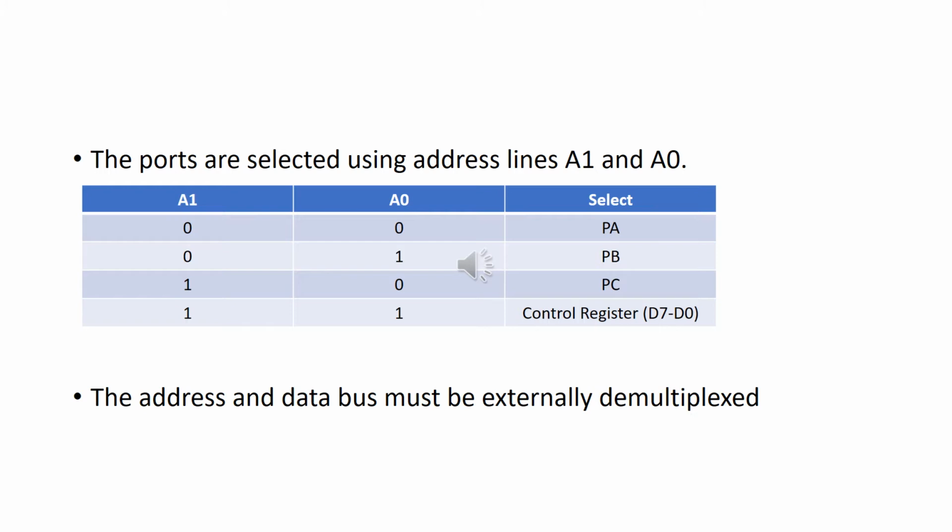Now let us see how the ports are selected using the address lines A1 and A0. There are two address lines, so we can select 4 ports. When they are 00, PA is selected, 01, PB is selected, and 10, PC is selected. And when A1 and A0 are 11, the control register is selected. That means we can see that D7 to D0 can be considered as a data line or a control register line. The address and the data bus must be externally demultiplexed.